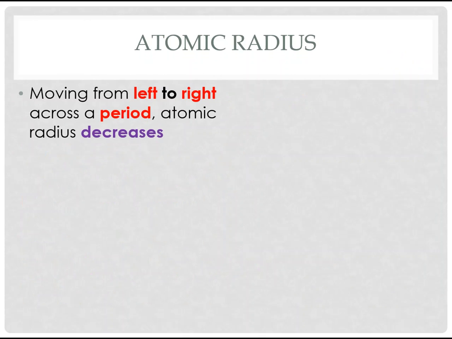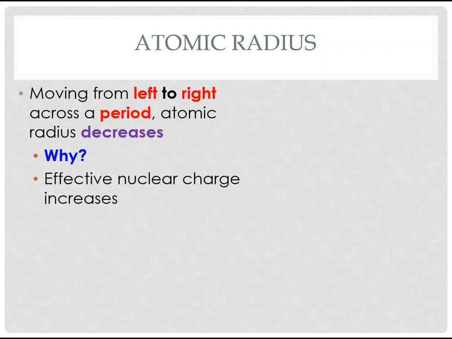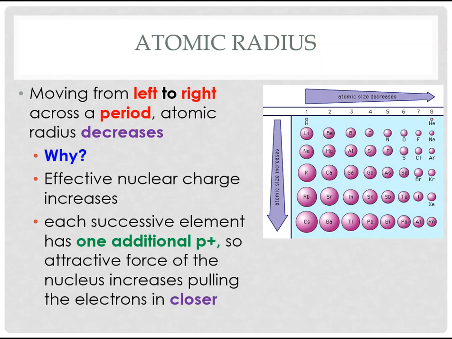Moving left to right across the period, atomic radius decreases. Goes down. Now let's think about this. Why would that be? As I'm going across the period, I'm adding more protons. Adding more protons means my effective nuclear charge is increasing. So each successive element has one additional proton. So the attractive force of the nucleus increases, pulling the electrons in closer. And as you can see, as you're going across the period, look at the little circles. They're getting smaller as we go across.